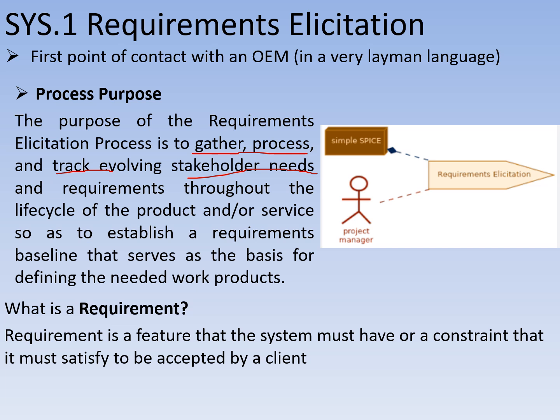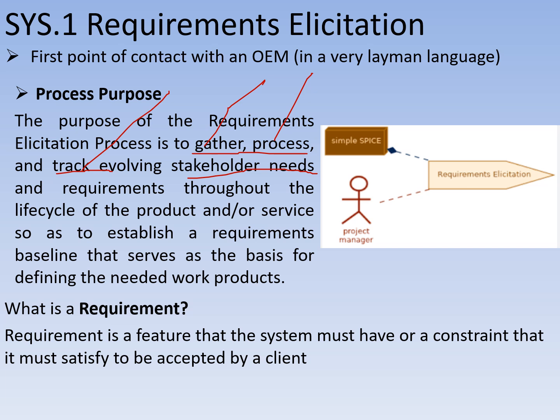So here you gather, you process, and you track. Track means it is the timeline tracking. Process means how exactly we are going to do it. Gather means what, process means how, track means when. So all these important parameters are collected here. The word elicitation means you elicit, or gather, from the OEM all these requirements, and the requirements that need to be embedded into the end product.